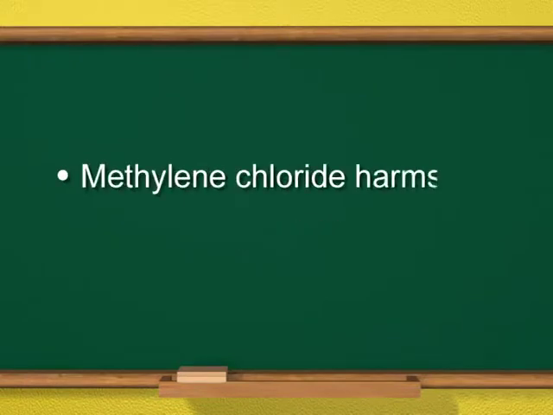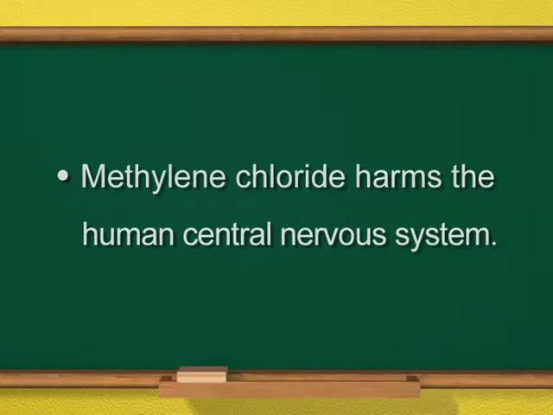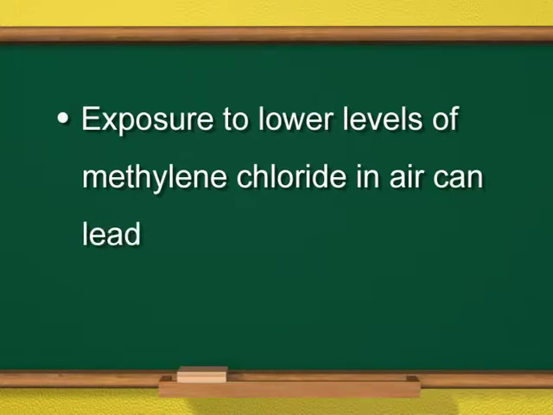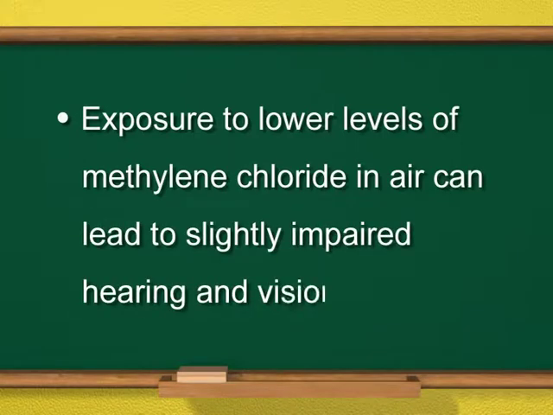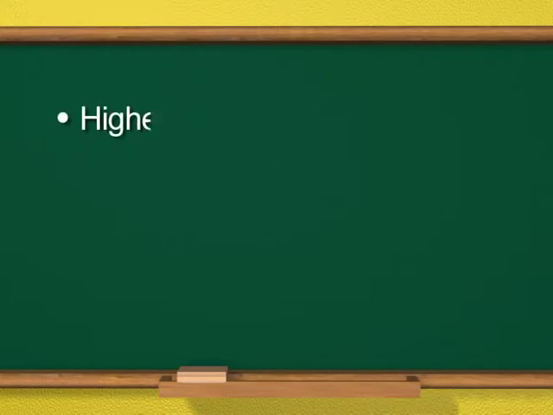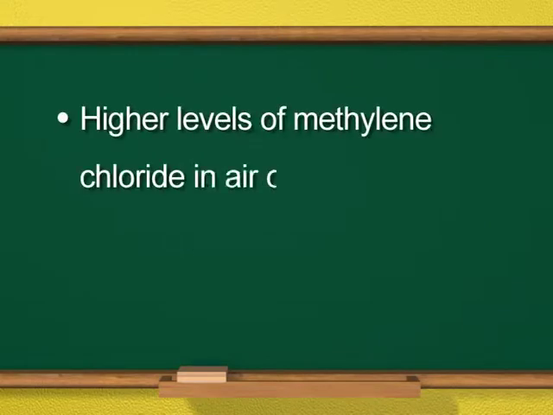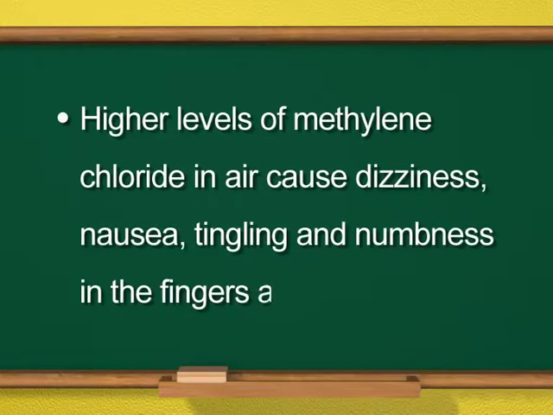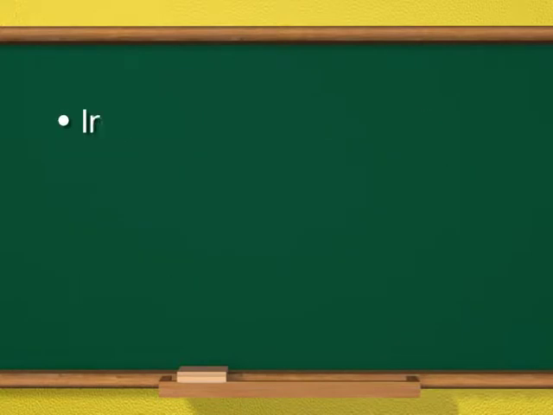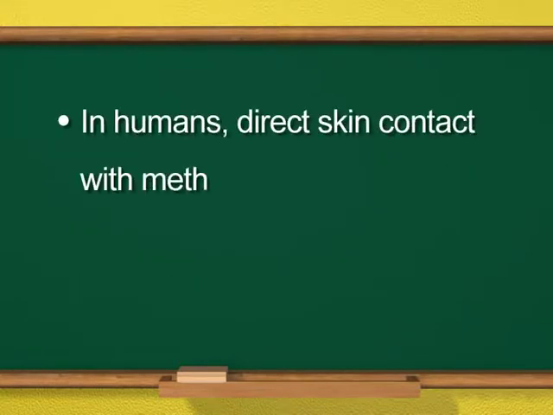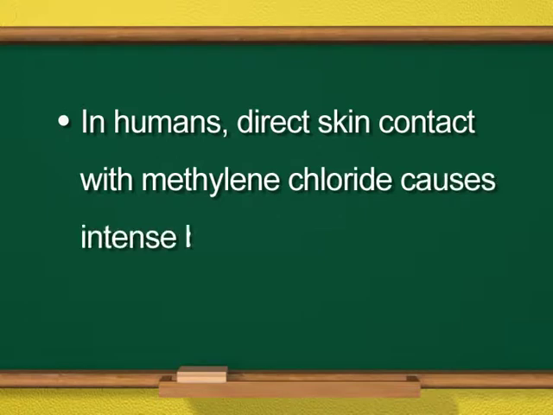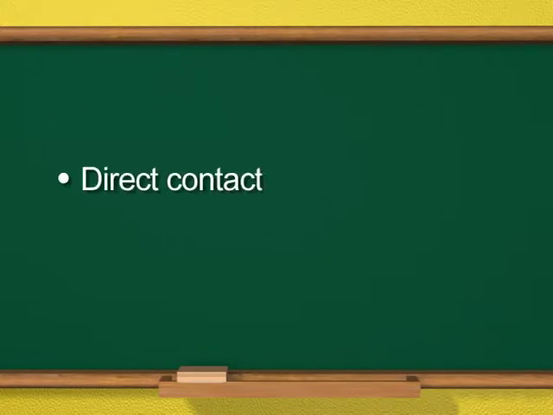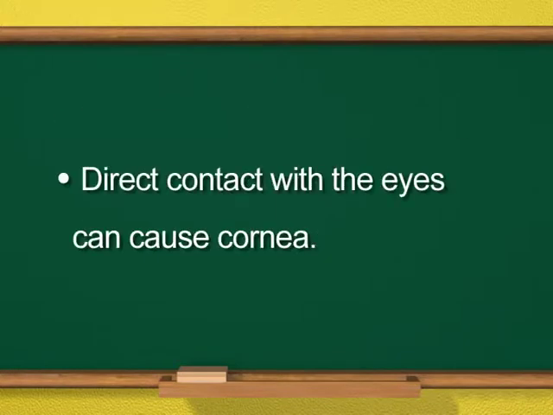Methylene chloride harms the human central nervous system. Exposure to lower levels of methylene chloride in air can lead to slightly impaired hearing and vision. Higher levels of methylene chloride in air causes dizziness, nausea, tingling and numbness in fingers and toes. In humans, direct skin contact with methylene chloride causes intense burning and mild redness of the skin. Direct contact with the eyes can cause corneal damage.